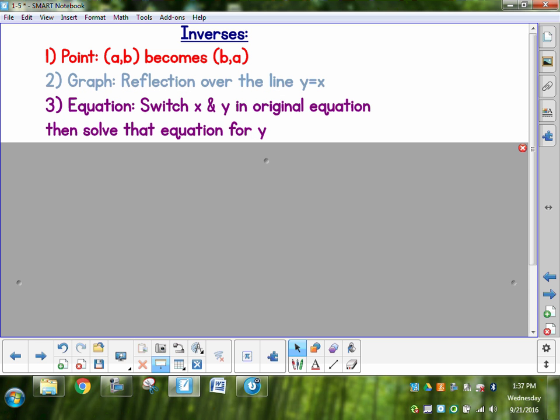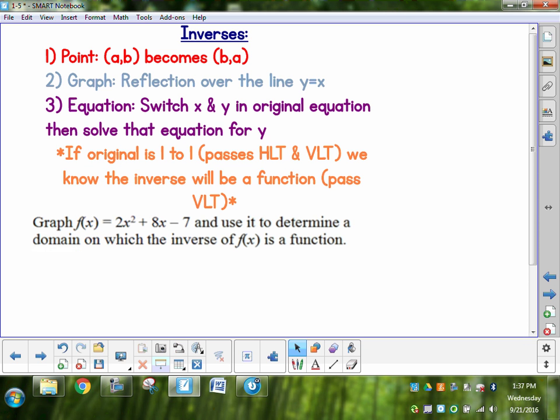Now, there was something else that we talked about. Hands up, please, if you can tell me what the definition of a one-to-one function is. And this is the lazy definition. What do we know about functions that are one-to-one? Yes, every output has its unique input. Good. So if it's one-to-one, then you know that the inverse is going to be a function.